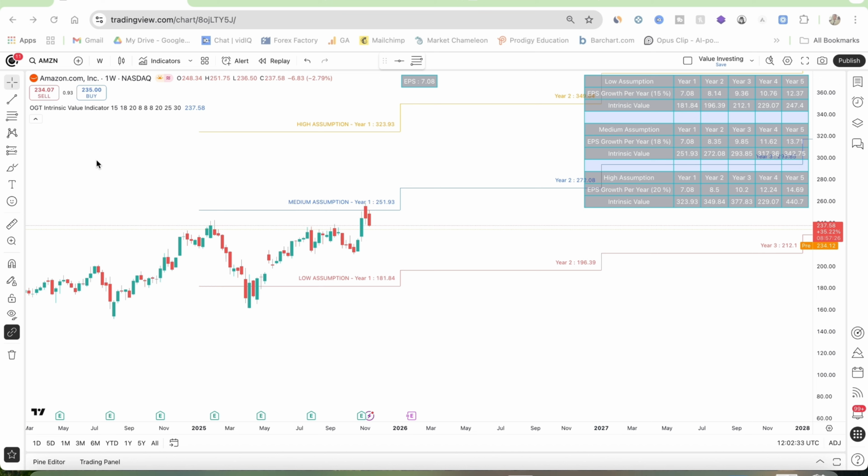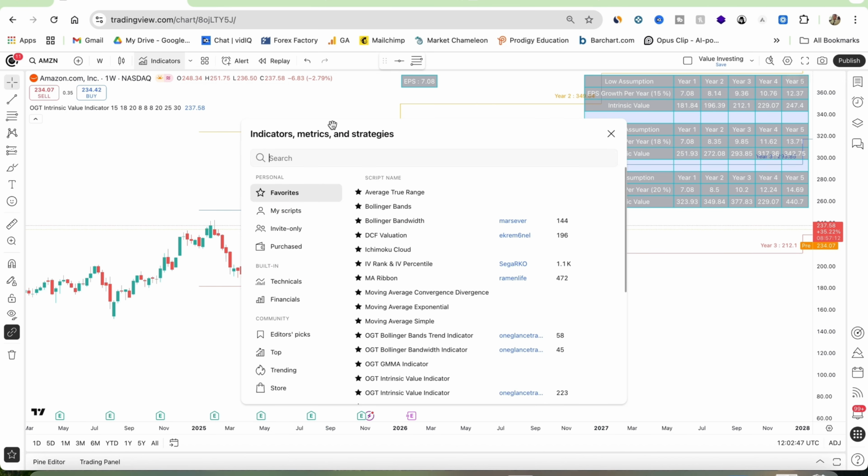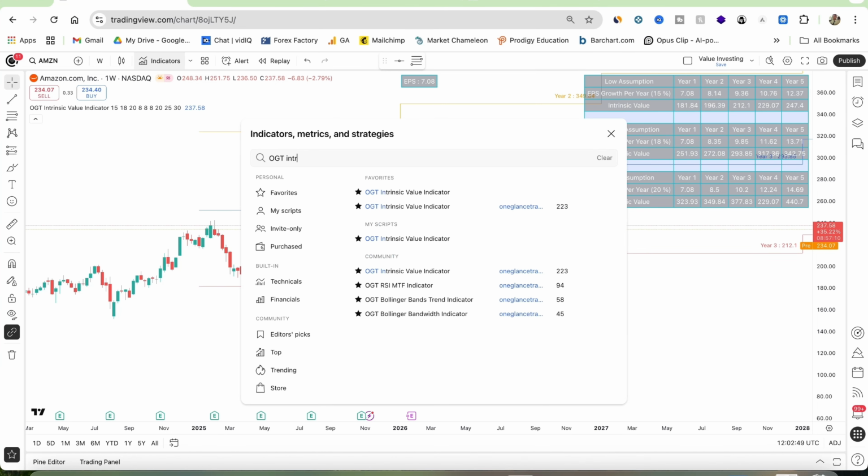So first thing we're going to do, we're going to just look at how to install the indicator. You need TradingView. It's a TradingView indicator. You can get TradingView absolutely free. Link is down below to create an account. And the indicator is free as well. So if you just go across to indicators, type in OGT intrinsic, and you'll see here, done by One Glance Trader, of which we've got 223 people that have liked the indicator, which is absolutely fantastic.